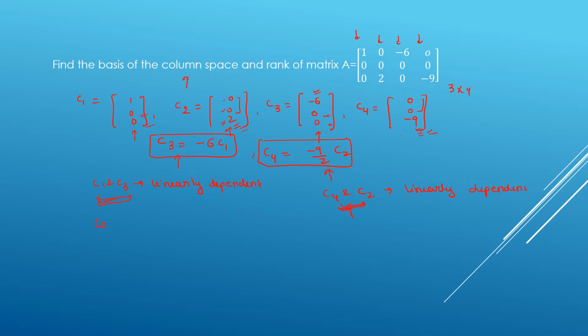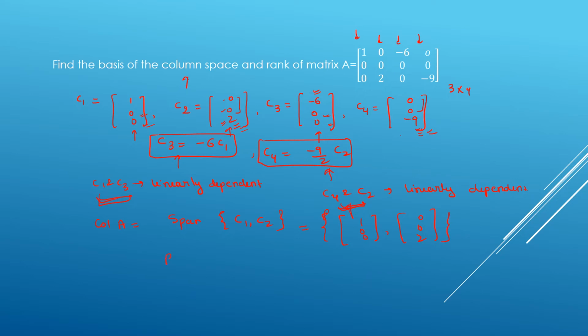So the column space for A will be defined by the span of any 2. Let's say C1 and C2 or C3 and C4. But we go with the simplest form. Okay. Now what is C1? So the span will be C1 is 1 0 0 and C2 is 0 0 2. So this is the column space.